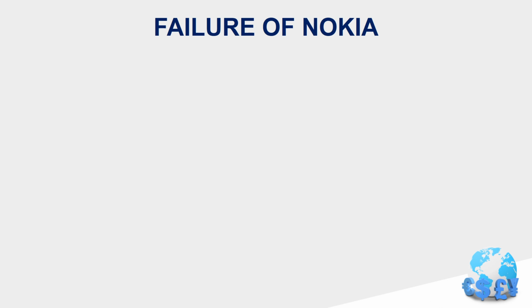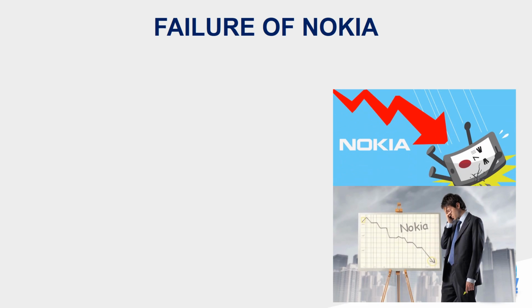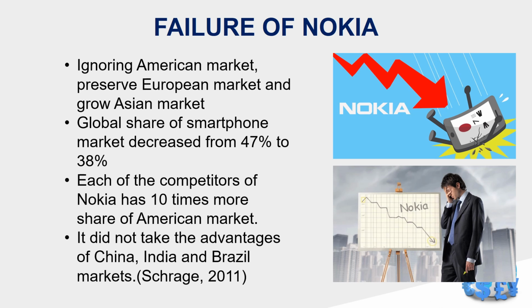The second case is about Nokia. It failed in almost all of the components. So why did Nokia fail? Firstly, it ignored American markets, preserved European markets, and grew Asian markets. Secondly, its global share of the smartphone market decreased from 47% to 38%. Thirdly, each of Nokia's competitors has 10 times more share of American markets. Finally, it didn't take advantage of the China, India, and Brazil markets.